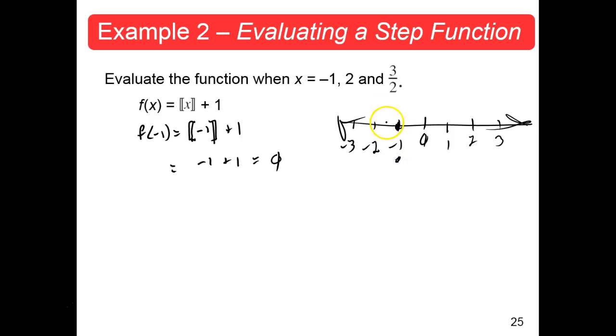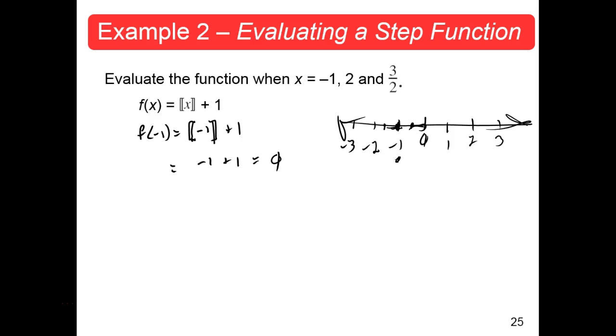Say if it was -1.5, the greatest integer in that, look to the left, it's still negative 1. If it's negative 0.5, look to the left, that would be 0. You always look to the left and find the next integer.